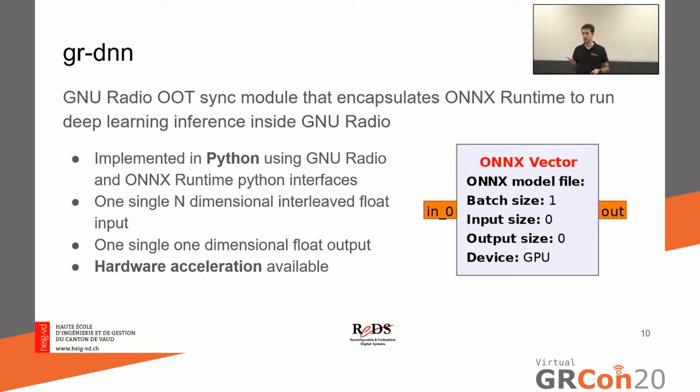And basically what our block does is it takes the input, and because GNU Radio doesn't have support for multidimensional data, it will adapt that input to the format expected by the model that you are using. Then it will feed the model with the adapted data, read the output of the model, and transform it back to a single-dimensional format that is written to the output port of the block.